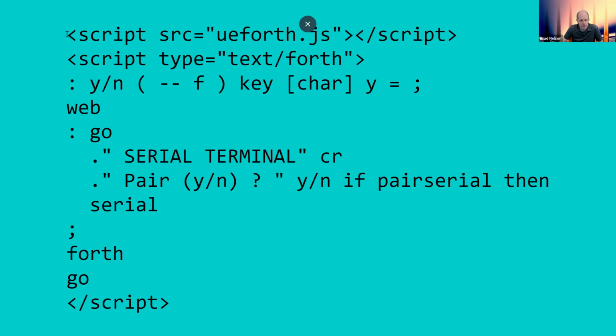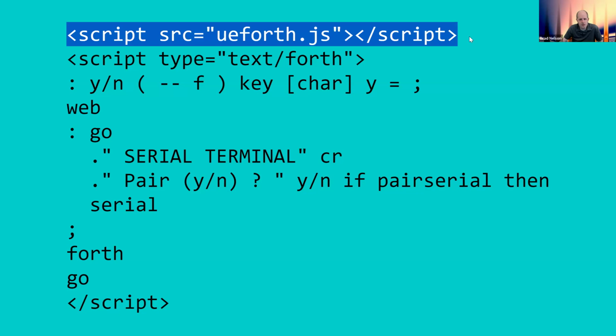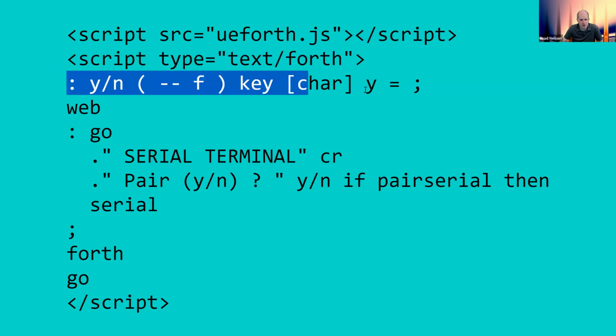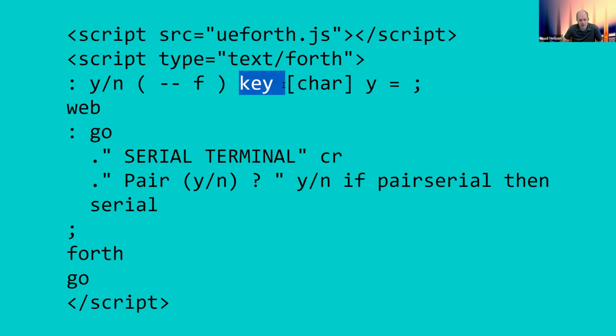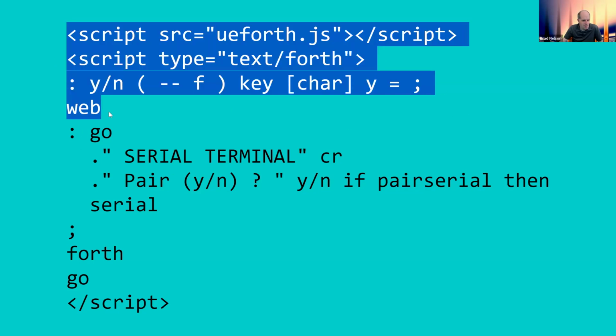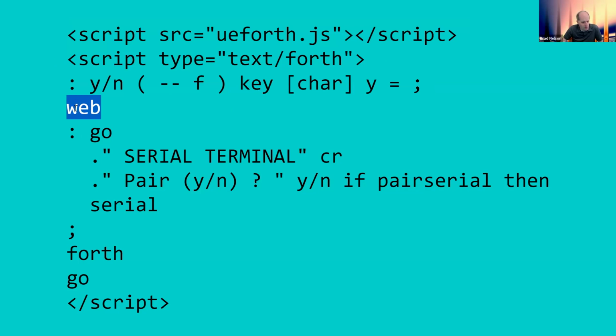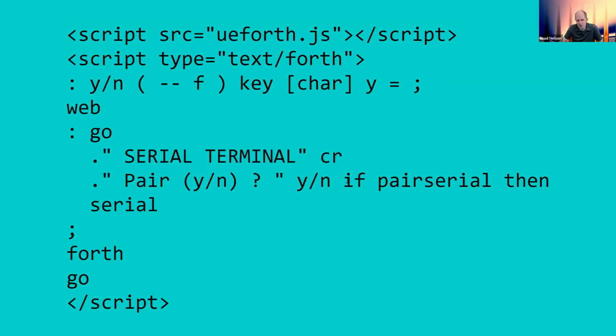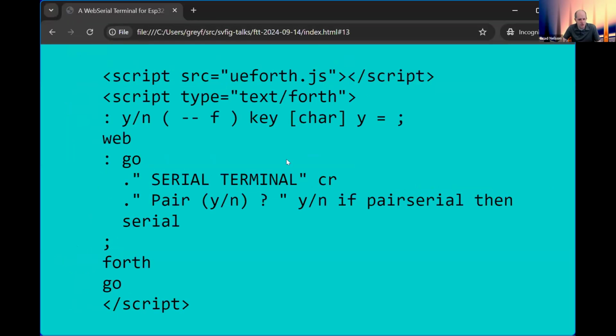The web version of Micro eForth can be embedded in a web page just by including a single JS file, and then you can have scripting tags in Forth. So I'm able to build a very simple serial terminal. I have a yes/no word that waits for a single key, and if it's yes, it returns true and otherwise false. All of those words that I mentioned previously are inside of the web vocabulary. So I activate that vocabulary and then define a word called go that prints out, hi, I'm a serial terminal, and asks if you want to pair. If you do, then it pairs. Otherwise, it goes into that infinite pump. I switch back to the Forth vocabulary just out of neatness and then go ahead and run. So now I'm going to switch over and demo it.